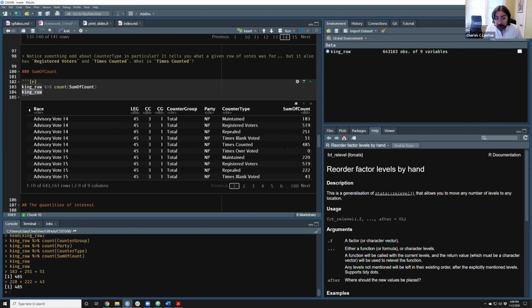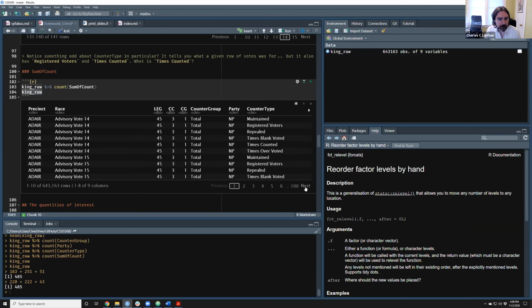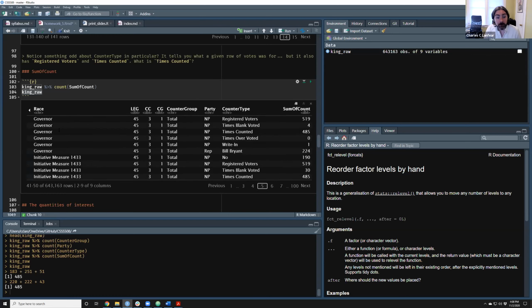Okay. So this tells us a bunch of useful things, right? Let's scroll down to a race we might actually care about. Let's go to governor here. So we see the governor's race here. If we wanted to know how many people voted for the Republican governor, we would have to look over here and find the governor's race. Within the governor's race, find the Republican candidate, and then find the number of votes over here.